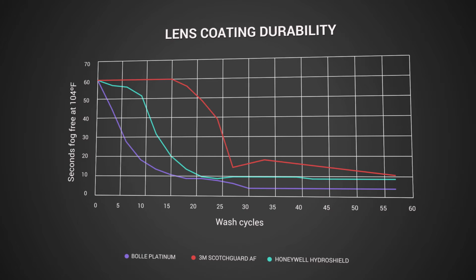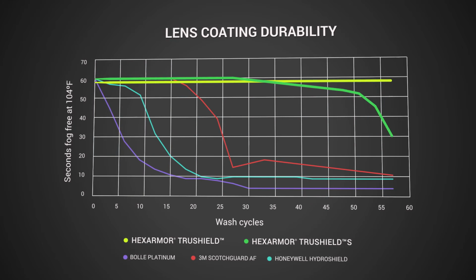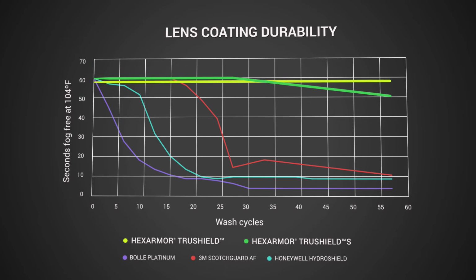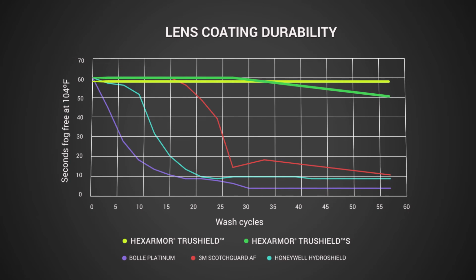In a washing test, three popular anti-fog coatings shown here start to lose effectiveness even after the first wash. Unlike traditional coatings, HexArmor hydrophilic coatings are permanent. No matter how many times the lenses are washed, the anti-fog properties will last the lifetime of the eyewear.